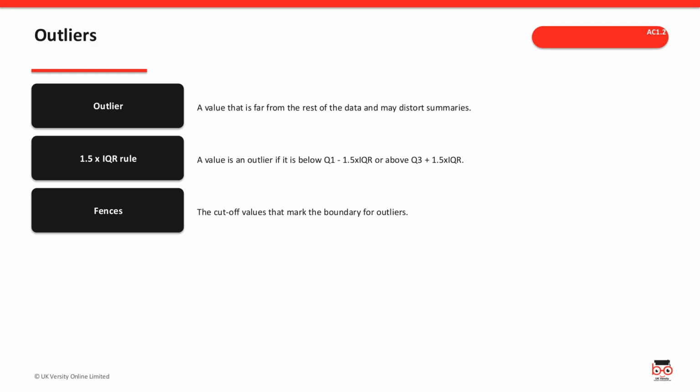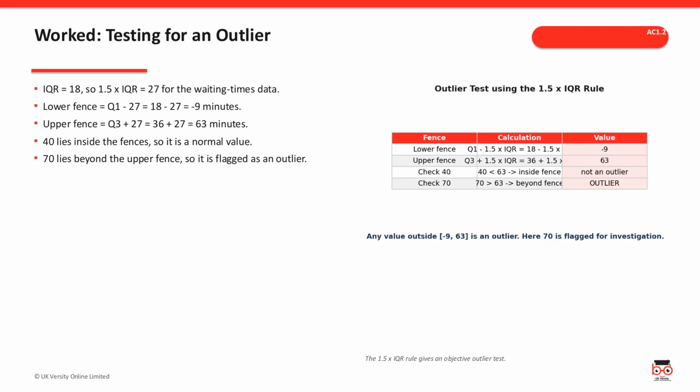An outlier is a value sitting far from the rest, one that can distort your summaries if you're not careful. The standard way to pin one down is the 1.5 times interquartile range rule. Anything below Q1 minus 1.5 times the interquartile range, or above Q3 plus 1.5 times the interquartile range, counts as an outlier. Those two cutoff values are called the fences. Let's test our waiting times.